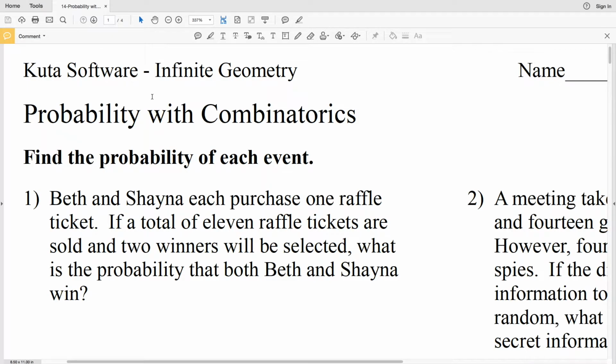In this video, we're going to start the Kuta Software Infinite Geometry free worksheet Probability with Combinatorics. Our directions are to find the probability of each event.